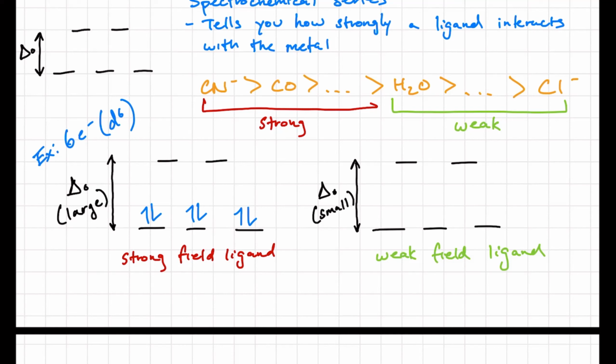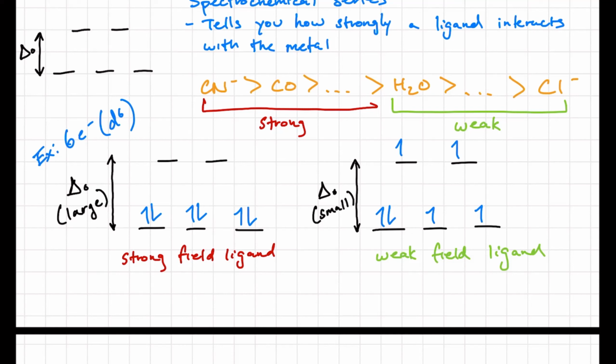However, for the weak field ligand case, this gap is small, which means if we do 1, 2, 3, the electrons don't have to jump as far to get to the next energy level. So they can do that. They can split up. Only now I put down 5. The sixth one has to pair up. So it'll look like that.